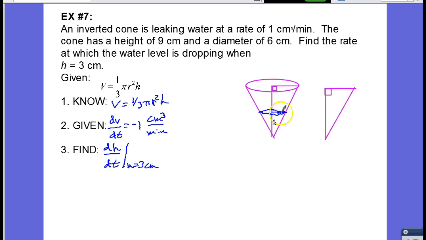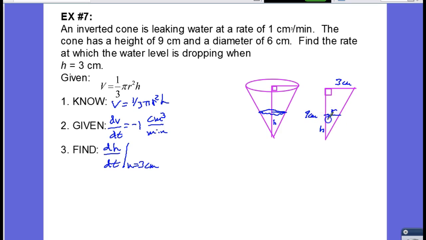Now let's take a minute and think about the cone. They've given me a lot of information here. They've told me that the cone is 9 centimeters in height, and so that translates over to my right triangle here as overall height of 9 centimeters. They tell me the diameter of the cone is 6 centimeters, so diameter is all the way across. That means the radius is going to be 3 centimeters. And as we have pointed out, we have a water level inside that cone that has its own smaller radius and its own smaller height.